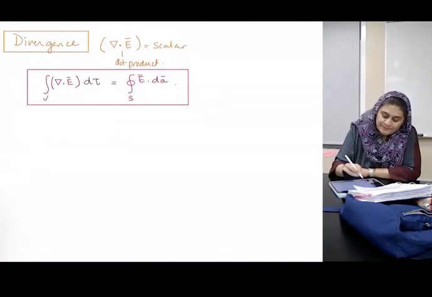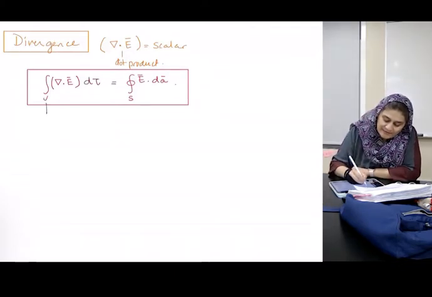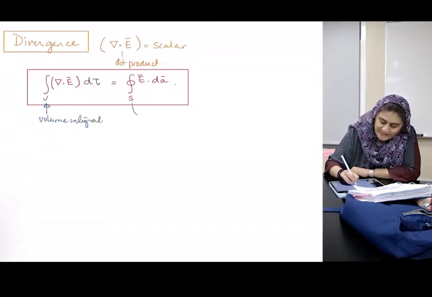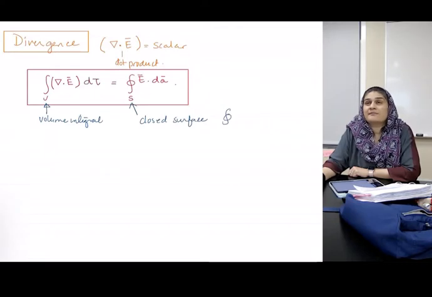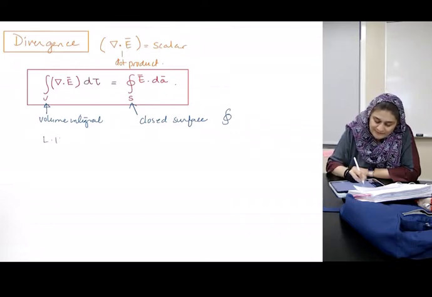So note, this is a volume integral. And this is a closed surface. We all understand what this means, right? It means it's a closed surface. Now, what do these both sides mean? So I'm going to do the left-hand side, and I'm going to do the right-hand side.